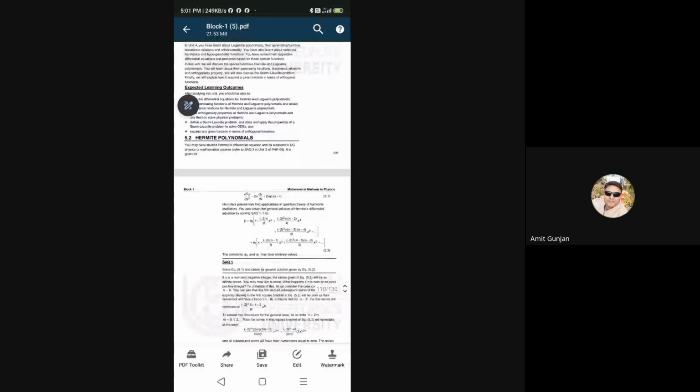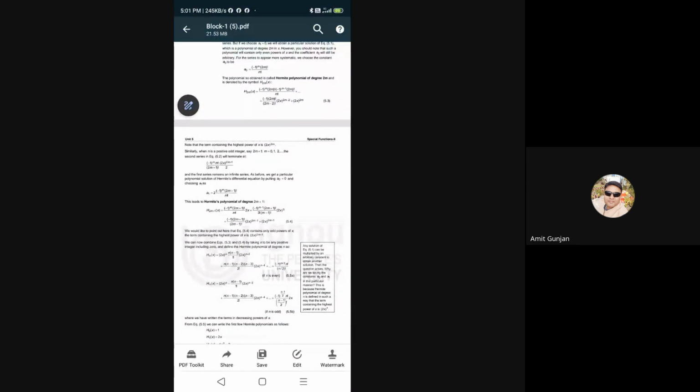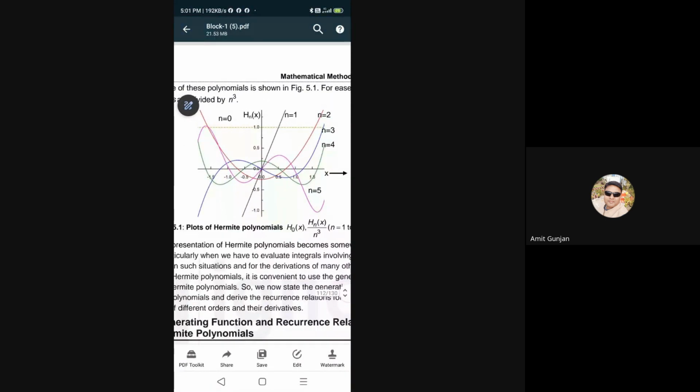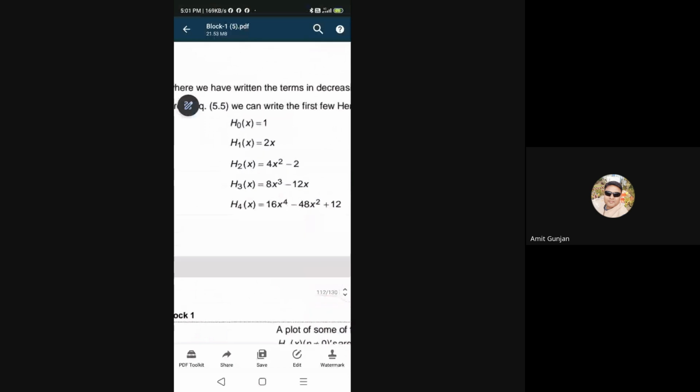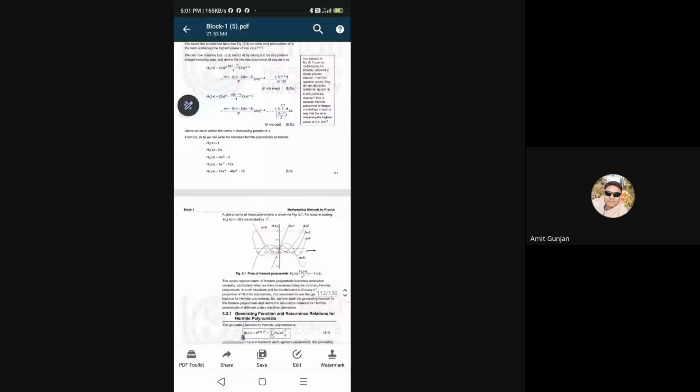Then next is Hermite polynomial, which I was discussing by solving the Hermite differential equation. And you have your Hermite polynomial of degree 2m plus 1. This graph I was explaining by evaluating H0, H1, H3, and so on and so forth. And the values of these, which I derived from Legendre polynomial.